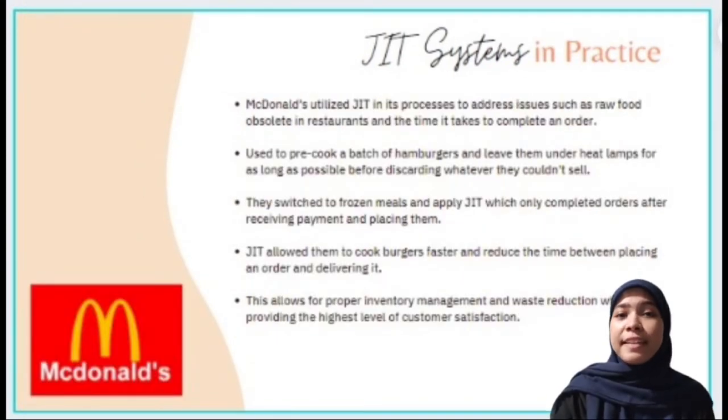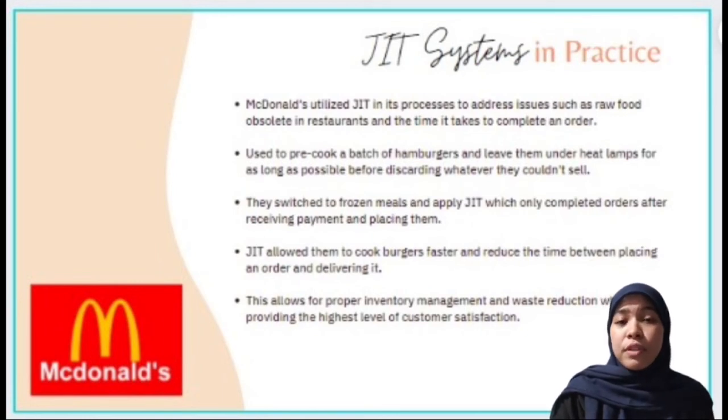McDonald's utilized JIT in its process to address issues such as raw food obsolescence in restaurants and the time it takes to complete an order. The company pioneered advanced burger making techniques. They switched to frozen meals and only completed orders after receiving payment and placing them. Before this, they used to pre-cook a batch of hamburgers and leave them under heat lamps for as long as possible before discarding whatever they couldn't sell. As a result, customers could enjoy freshly prepared food.